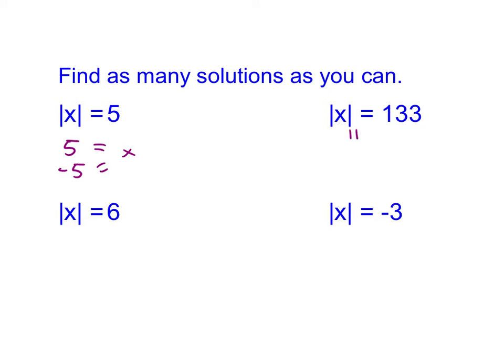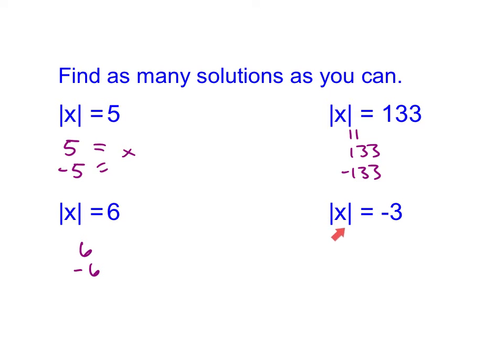Ideas on the next one. x is equal to what? 133, and also -133. Okay, starting to see this pattern, how we have to account for this positive distance and this negative distance. Same thing here, it'd be 6 and -6.